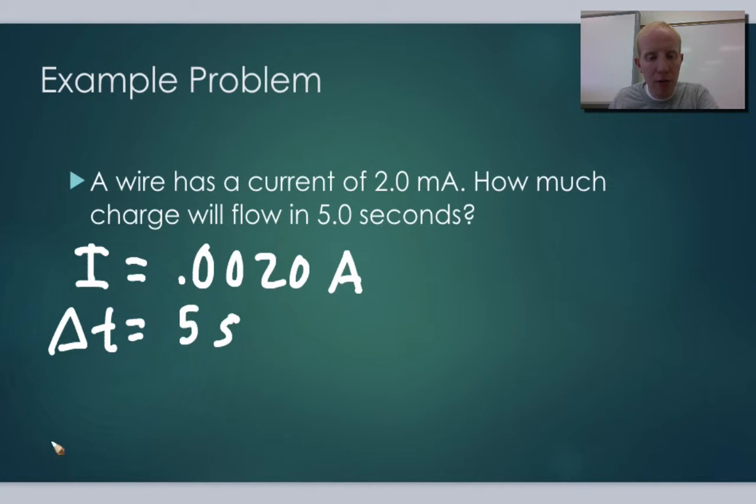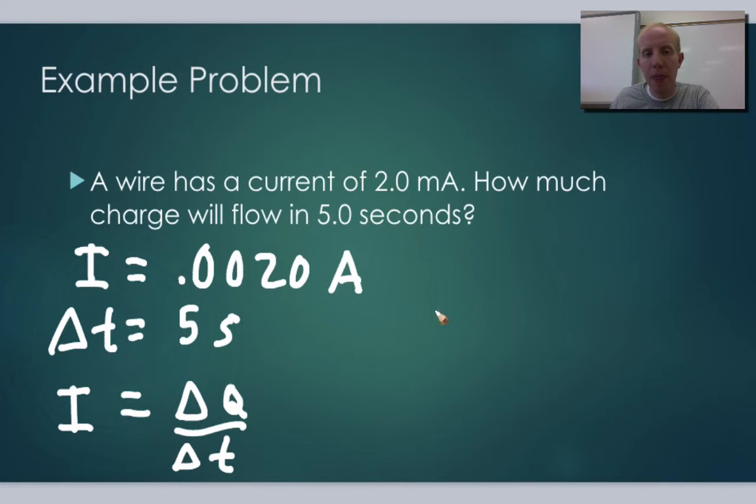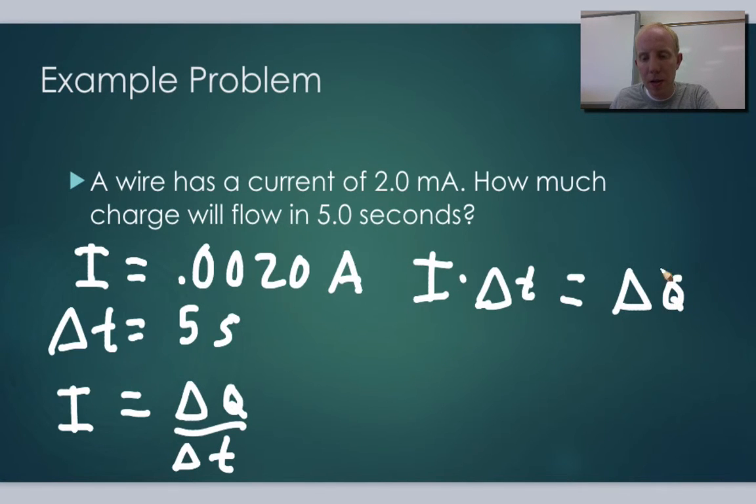So now we're trying to solve for change in q. If we write our equation, I equals change in q over change in t. If we're trying to solve for this, we're going to want to multiply the change in t over to the other side. So we're going to say I times the change in t equals the change in q. So we plug in the 0.0020 amps, times the change in t, which is 5 seconds, and that will give us change in q.